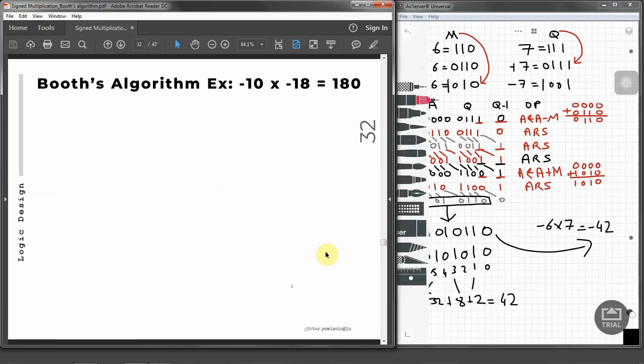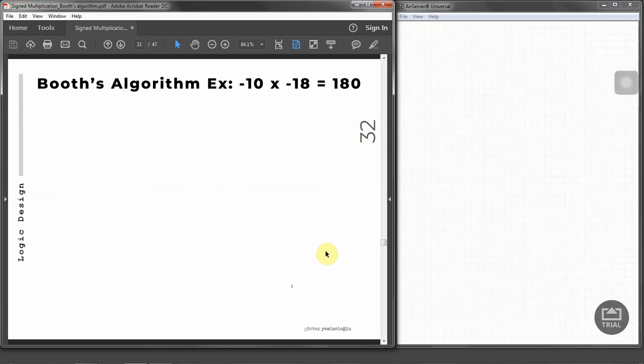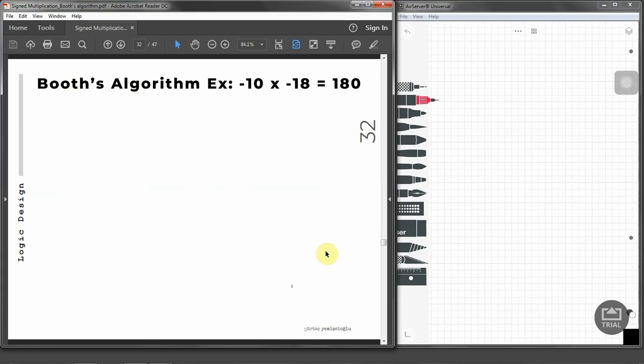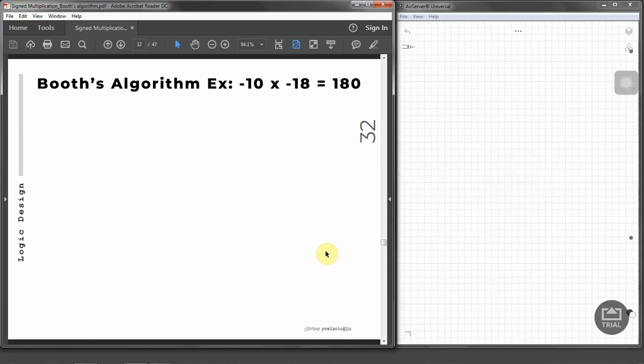So now let's do another example, which we have got minus 10 times minus 18, which equals 180. Now this is another good example because we have got more than 4 bits in this case. It's 2 negative numbers, and in the end the result is going to be positive. It says M times Q, it's going to be P. Now in this case M is minus 10 and Q is minus 18, and we will have P as 180.